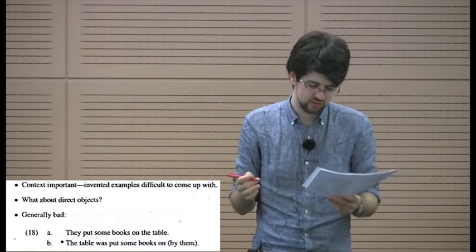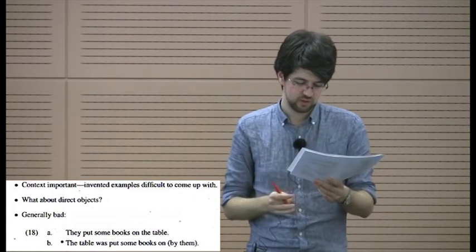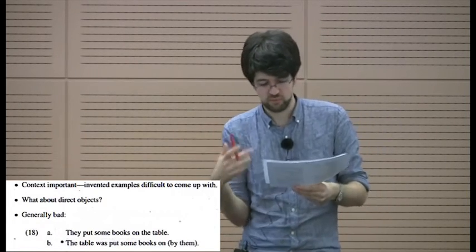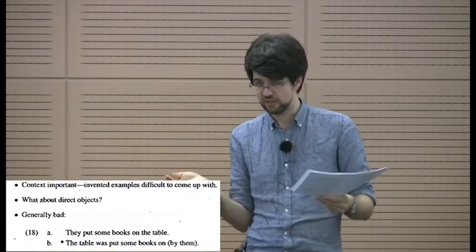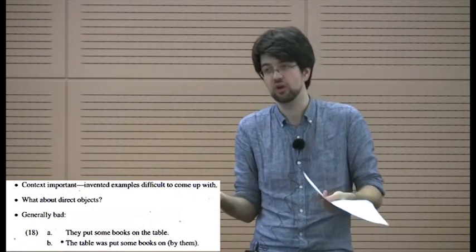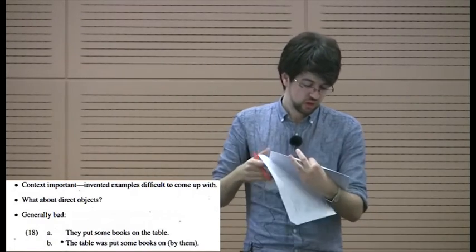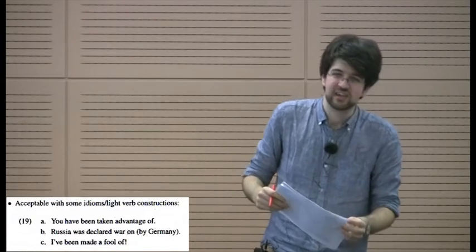You ought to be able to get constructions where you have direct objects intervening. So these are generally pretty bad, again, along the lines of the adjacency constraint. If you say "they put some books on the table", that's okay, but the prepositional passive, "the table was put some books on", is garbage. But again, it's kind of leaky, this rule, right?